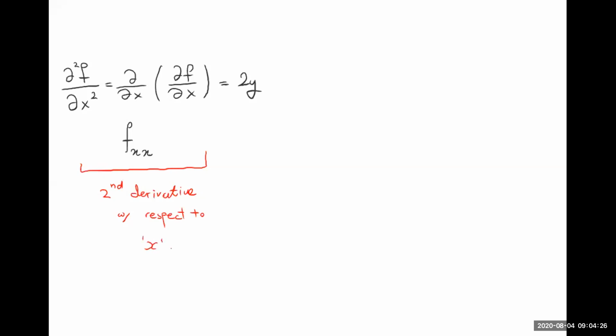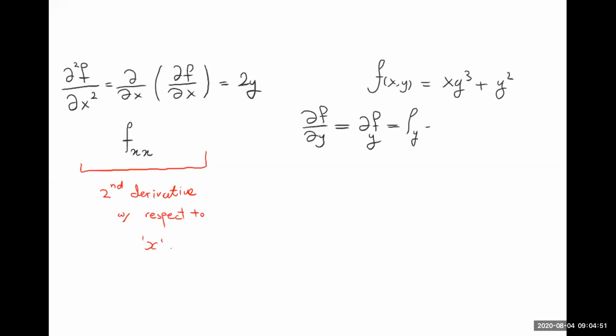We can do the same thing with respect to y. So again, for example, if our function f of x and y is equal to x y cubed plus y squared, we can compute the derivative of the function with respect to y. This is one notation for that. The other notation is partial f, partial y. The other notation is f sub y. Here, the derivative with respect to y is 3x y squared plus y.